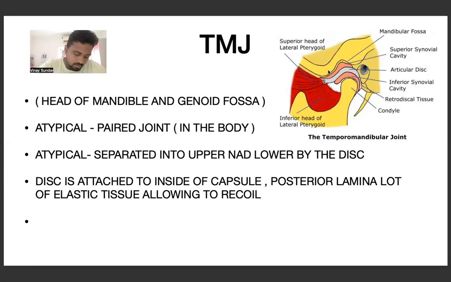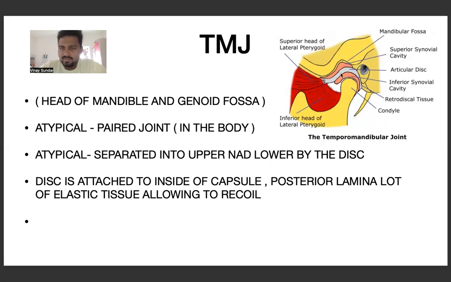Another clue: any muscle related to the temporomandibular joint, always remember it's only the lateral pterygoid. The medial pterygoid is nowhere near the temporomandibular joint, and the masseter and the temporalis are also nowhere near it. So any muscle related to the TMJ, kindly remember it's the lateral pterygoid. You have the superior head of the lateral pterygoid and the inferior head of the lateral pterygoid. So this is the mandibular fossa or the glenoid fossa.